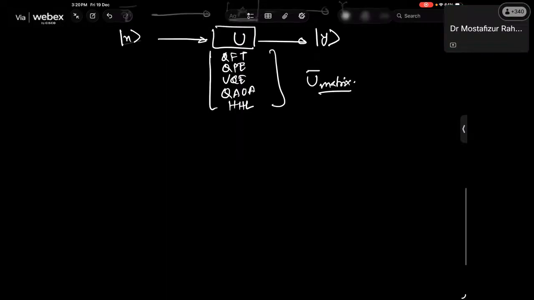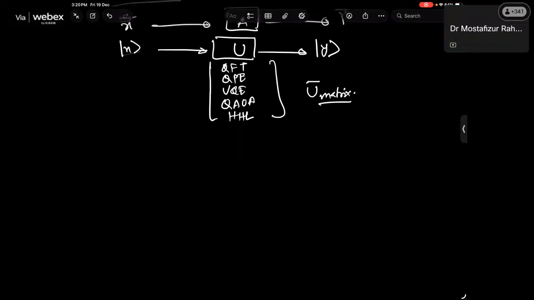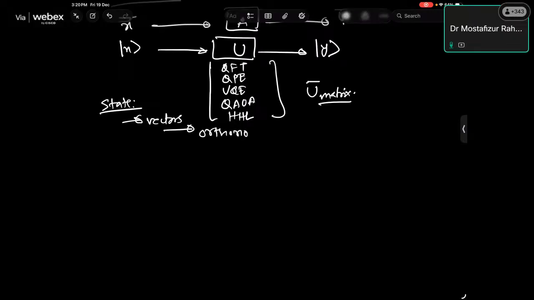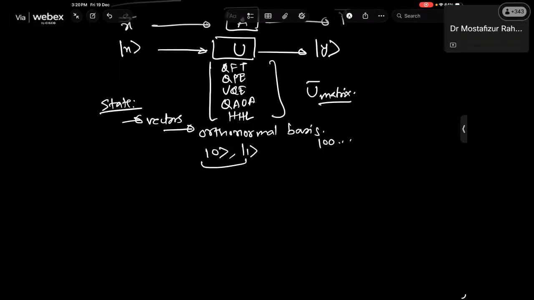Okay. So now this is about certain postulates. Next, so we understand what state means now. States are vectors, right? And to represent vectors, we need a certain orthonormal basis. And here the orthonormal basis are the computational basis, Ket0 and Ket1, for a one-qubit system. For multi-qubit, it can be multiple such 0s and multiple such 1s, right?